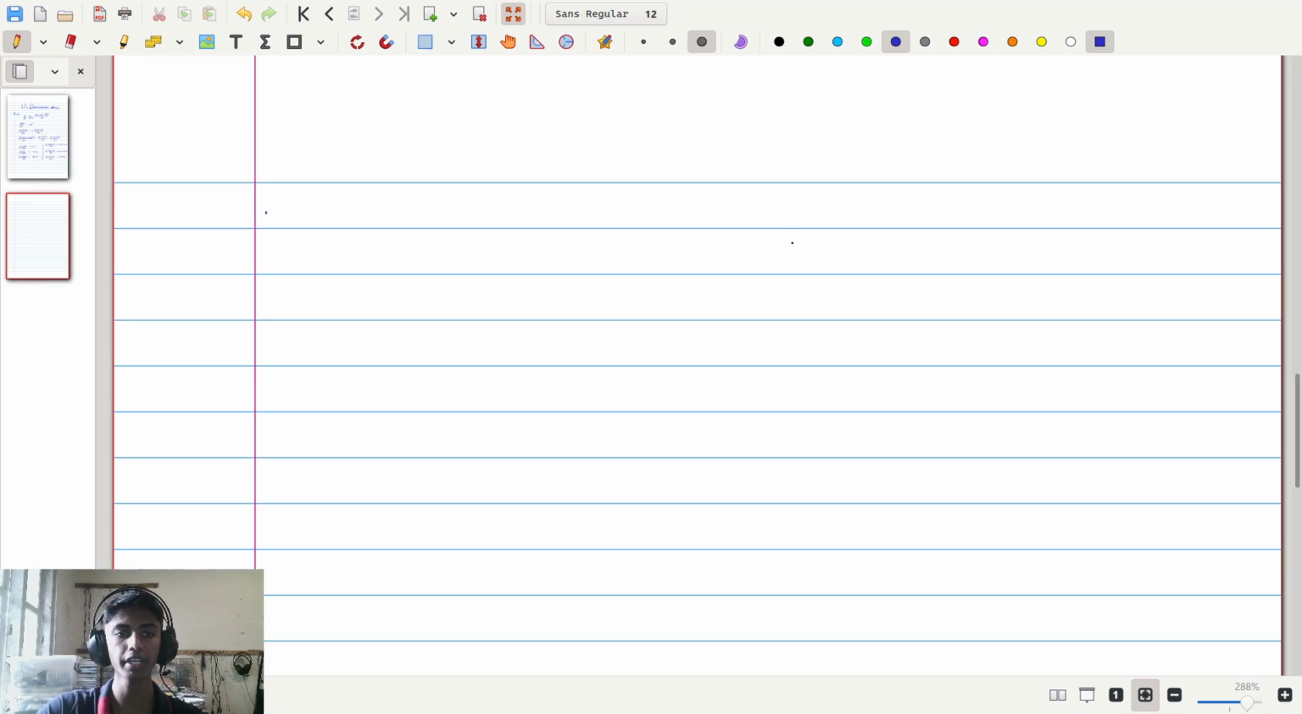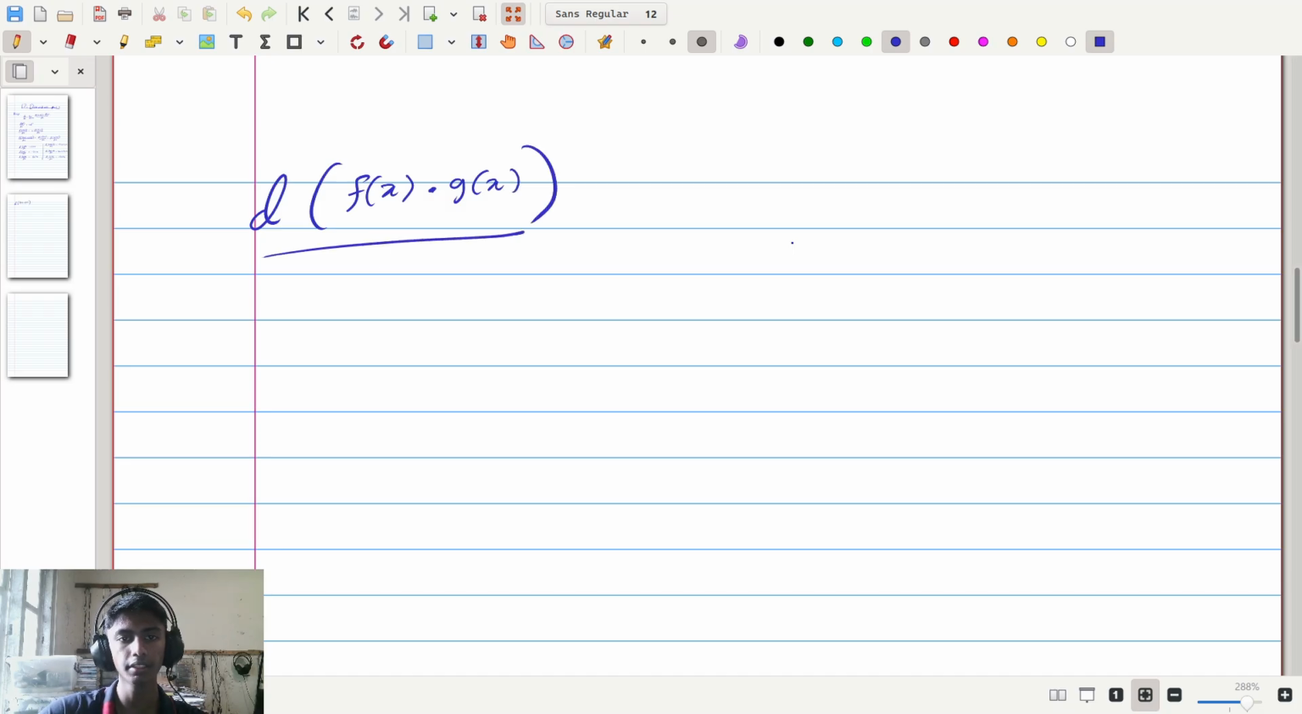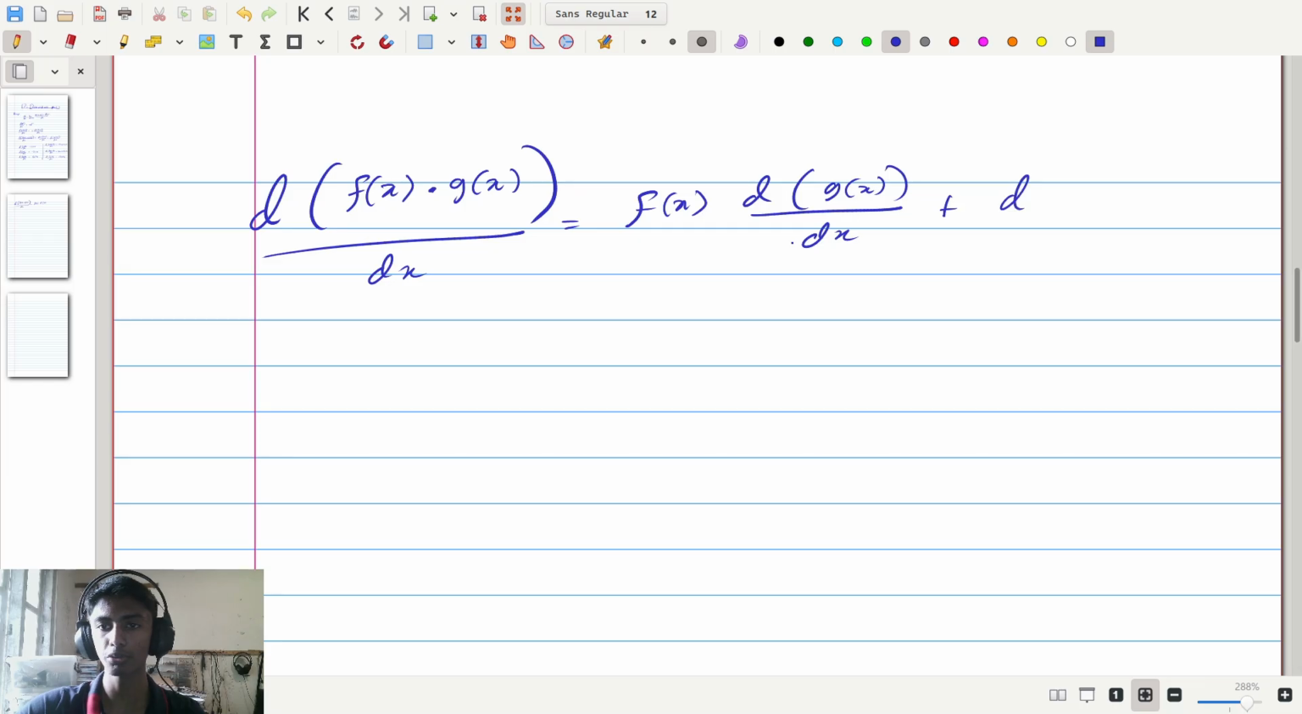The product rule states that if we have a product of two functions, let's say d of f of x times g of x, then the derivative of this is equal to the derivative of the second function times the first, so f of x times the derivative of g of x by dx, plus the first function's derivative, so d of f of x by dx, multiplied by the second function g of x.